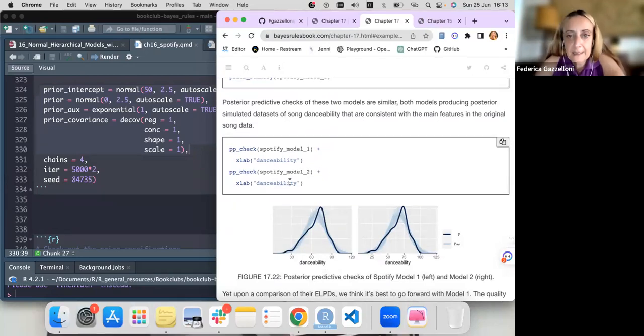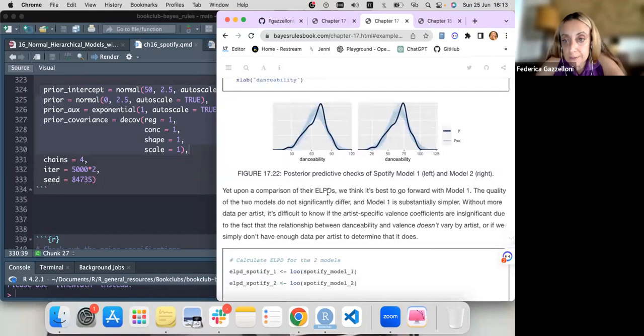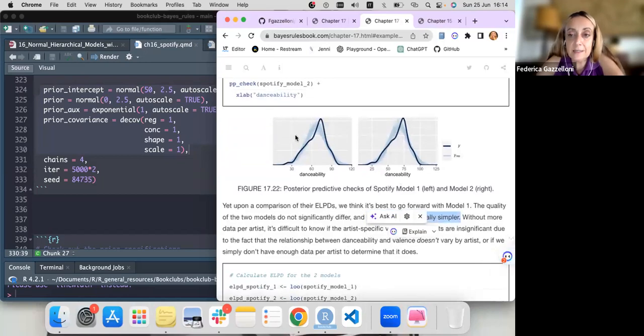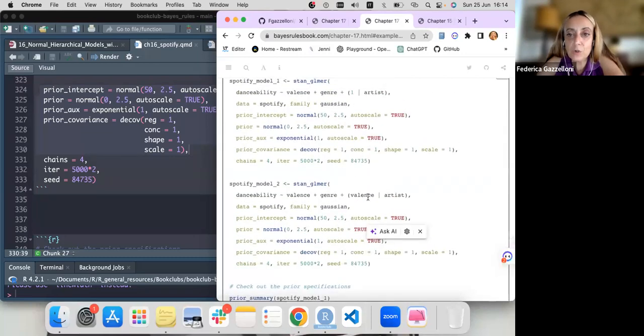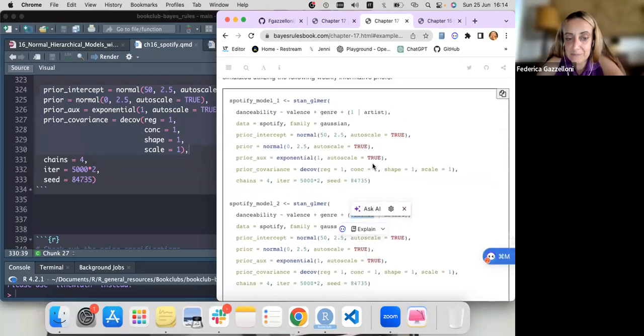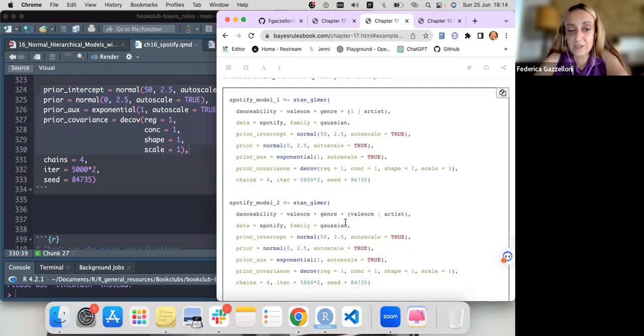posterior prediction check, the author concludes that model one, seeing that this is substantially simpler and the two models are substantially similar, might be suggested. So the one which is not grouped by valence, so it doesn't take into consideration, grouped by artists, okay? It doesn't take into consideration the varying intercepts. In this case, the varying intercept is varying by valence.